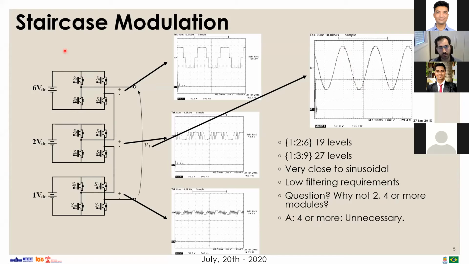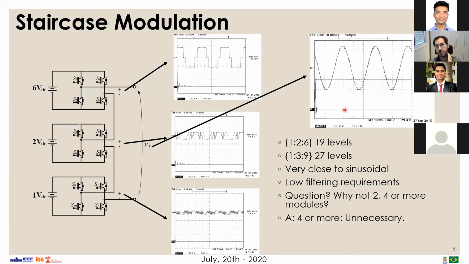If you include one more right here, if you are using this scale, for instance, 1:39, and then you include another one here, you will reach 81 levels at the output voltage. And this is quite unnecessary because with 3 modules, you have already a sinusoidal waveform. Okay? You make the output voltage much more sinusoidal than this. Actually, it doesn't pay off to include 4 more transistors and another isolated DC source to make this more sinusoidal. This is the answer for the question. We don't use four modules or more because with three we have a sinusoidal waveform.